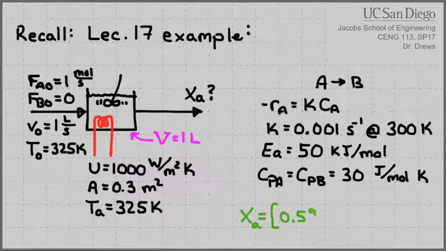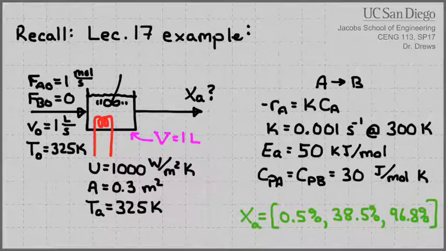So I think I said it was 0.5%, or it could be 38.5%, or it could be 96.8%. And so our goal for today is to figure out where those numbers come from. How come we have multiple conversions? And do they mean anything?